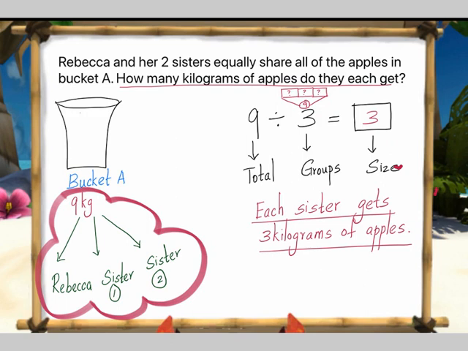And the statement for this question will be, each sister gets 3 kilograms of apples. What is the statement? Each sister gets 3 kilograms of apples.